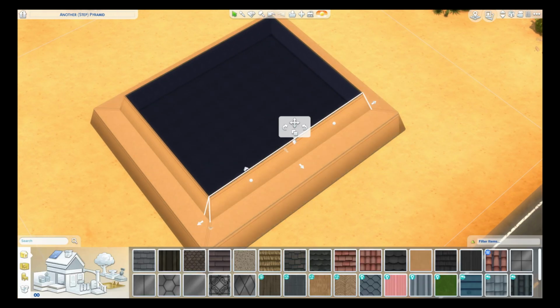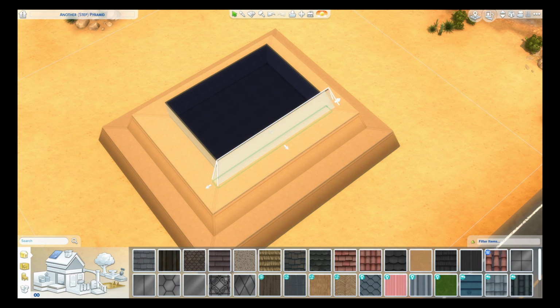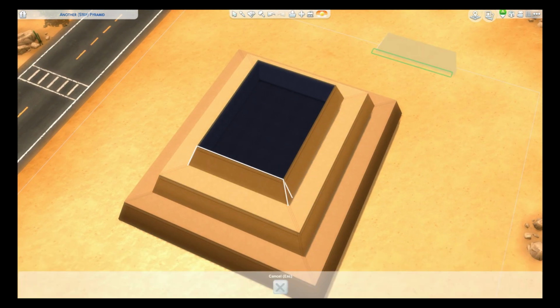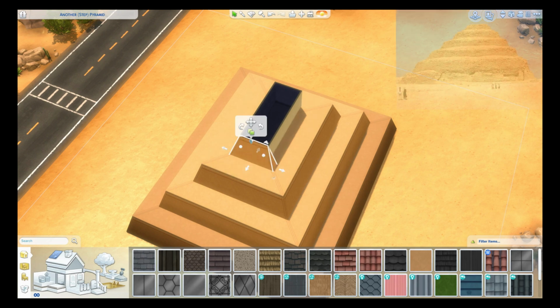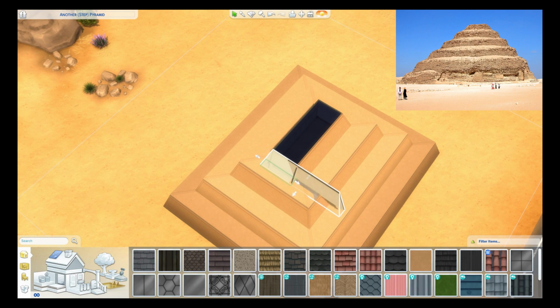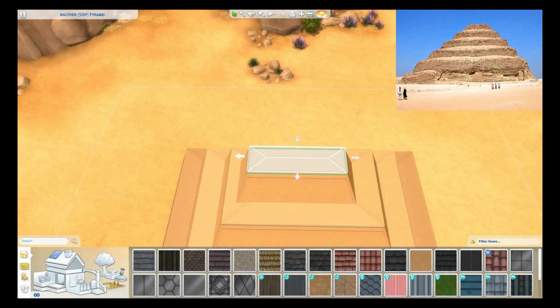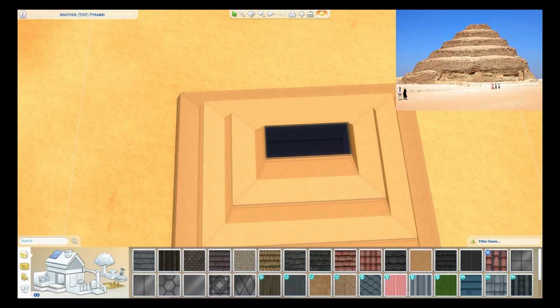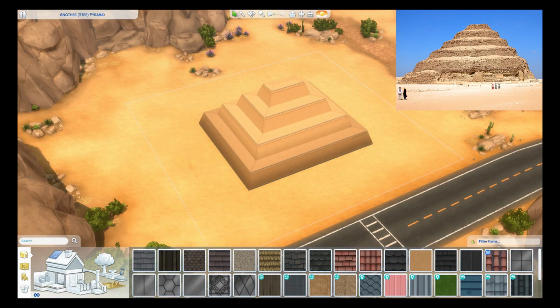Imhotep changed the design by adding 3 more mastabas of decreasing size on top of that first. And eventually, that pyramid was enlarged so 2 more levels could be added. The final, what we call step pyramid today, is 6 levels, has a rectangular base, and is 197 feet tall.